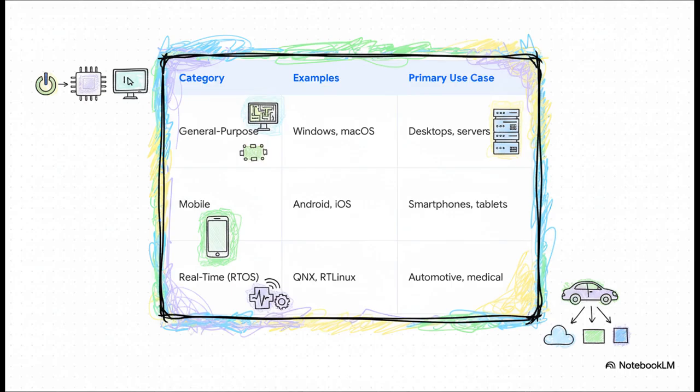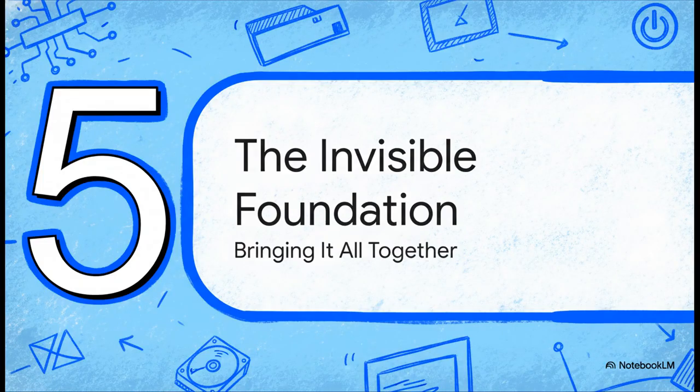And then there's this other fascinating category, real-time operating systems. These are for things where timing is absolutely critical, like in a car's anti-lock braking system, where a command has to execute within a guaranteed, precise window of time. No delays allowed.